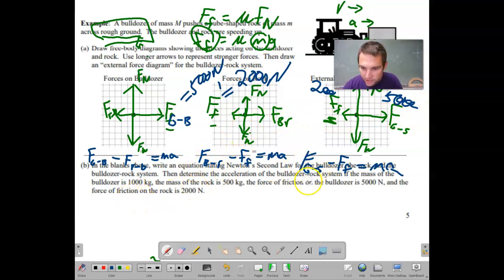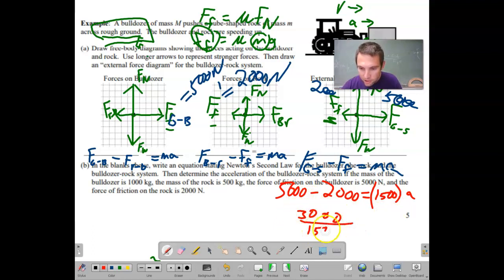So stuff that makes it go minus stuff that holds it back. We'll go to red. We have 5,000 newtons minus 2,000 newtons equals mass of the system, so it's mass of the bulldozer and the rock, 1,500 kilograms, times acceleration. Dividing that out, we have 3,000 newtons divided by 1,500 kilograms equals our acceleration. So we get an acceleration of 2 meters per second squared.